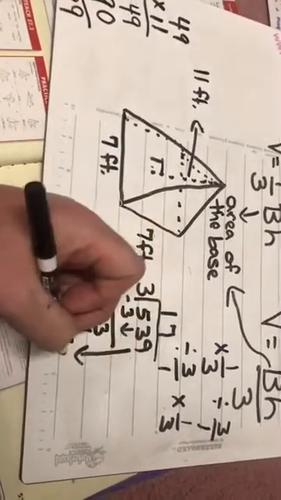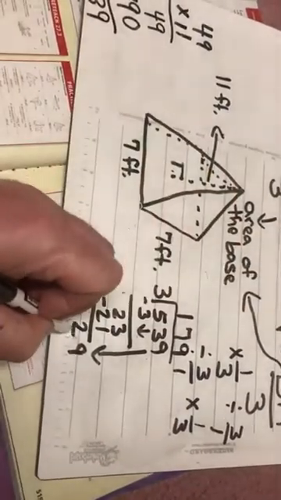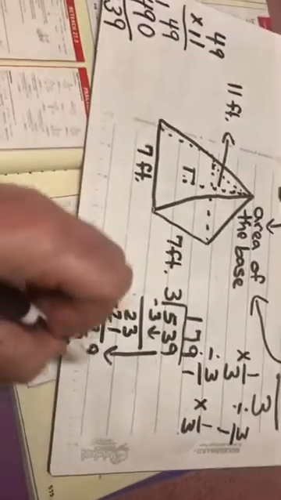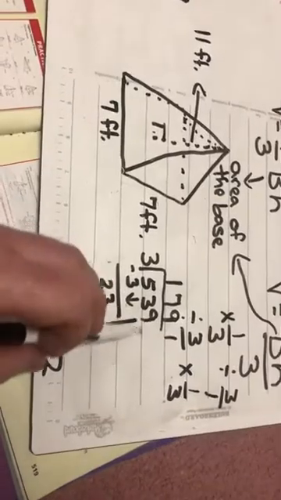I'm going to bring the 9 down. 3 can go into 29 9 times. 9 times 3 is 27. And 29 minus 27, I'm going to say that equals 2. So I get a remainder of 2.